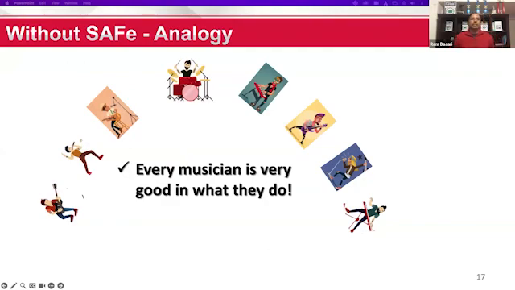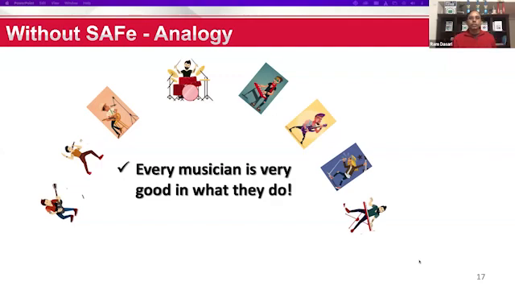So let's look at this analogy now. Let's look at it a little bit differently, from the perspective of what you're seeing on the screen. Let's say you have musicians on the screen now. Each musician might be excellent. They all play guitar or violin or drums, percussion, whatever instrument they are using. They must be masters in that, exceedingly good. Every musician is very good at what they do.